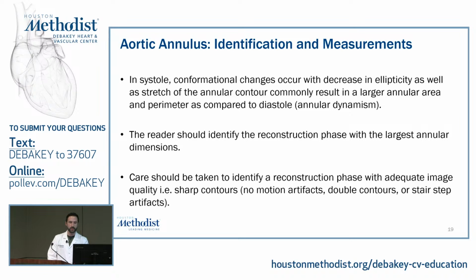So you want to make sure that you identify a reconstruction phase with adequate image quality. So you want to make sure that there's no motion in the annulus, because you want to make sure that those measurements are accurate. So no motion artifacts, no double contours, or stair-step artifacts. If any of those artifacts happen, you can always go back and edit. So if there are any extra beats, like AFib, PVCs, PACs, the tech can always go back and edit those extra beats out so we can get sharper contours. Because we want to make sure that we're measuring that annulus as accurately as we can. Because as you know, the sizing of TAVR valves is based on the annulus.